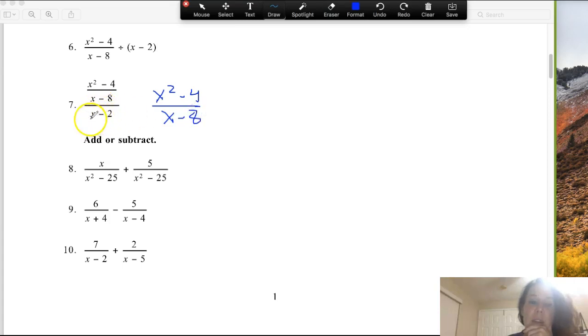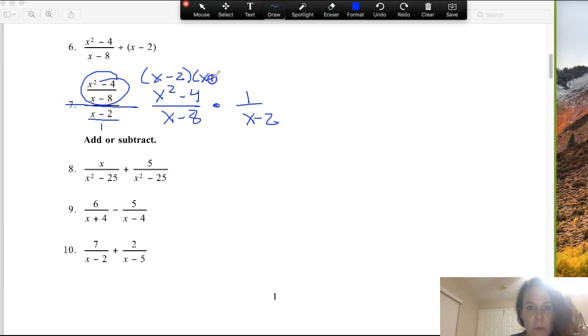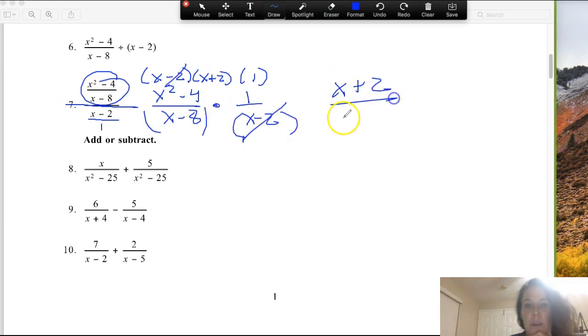Now there's no denominator here, so give it a denominator of 1. So I have a fraction, a big divide bar, and another fraction. I'm going to keep the first, flip the second, 1 over x minus 2, and change the big divide to a multiply. And then once again, I'm left with that problem I just did. So x minus 2 times x plus 2, and times 1, and then here are your denominators. These cancel and you're left with x plus 2 over x minus 8.